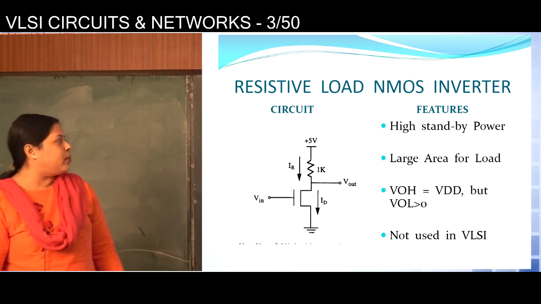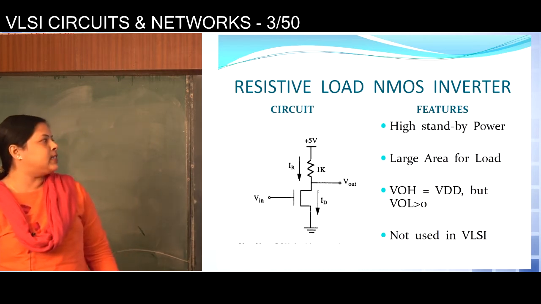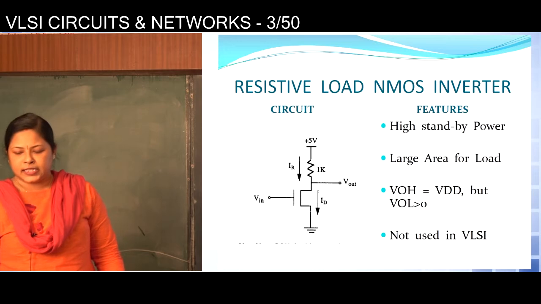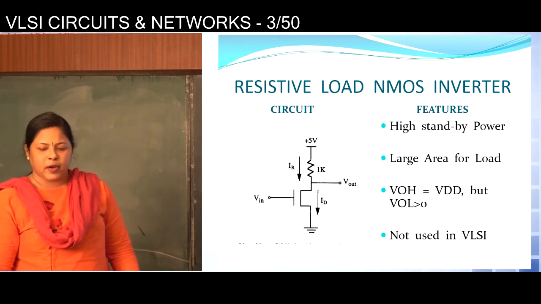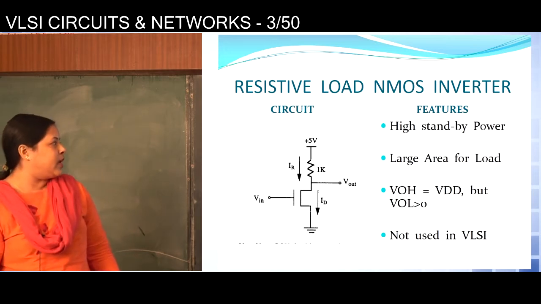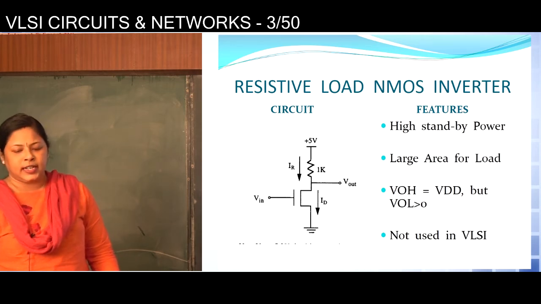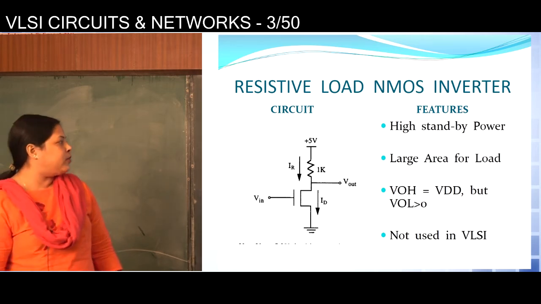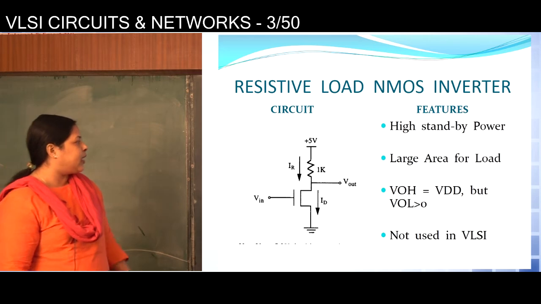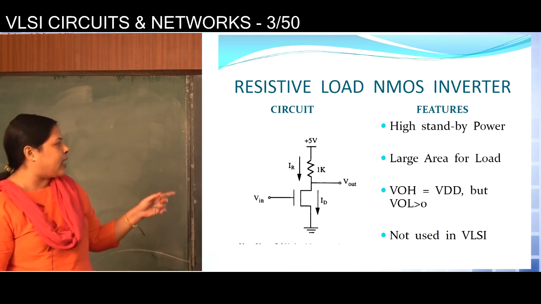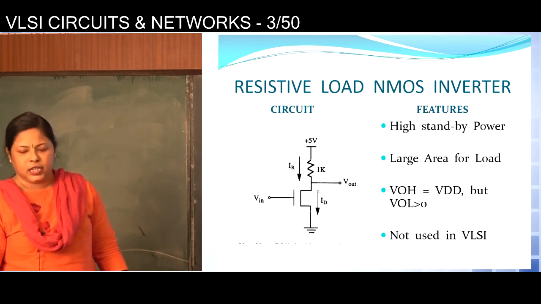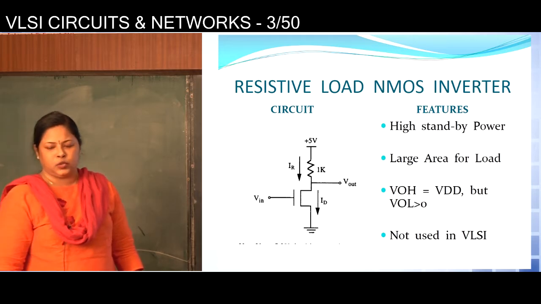But the main drawback of this circuit is high standby power. What does it mean? High standby power means at the output terminal, if voltage is slightly less than 5 volt, there will be a voltage difference across this 1K resistance, and a constant current will flow from the battery. So battery will discharge very soon.